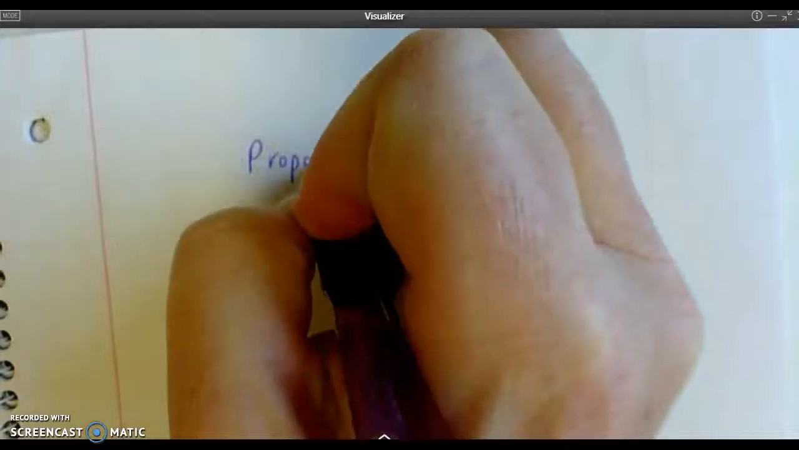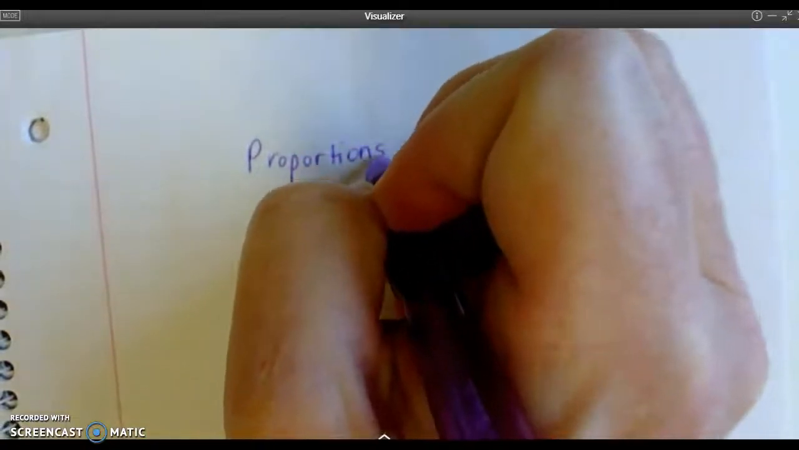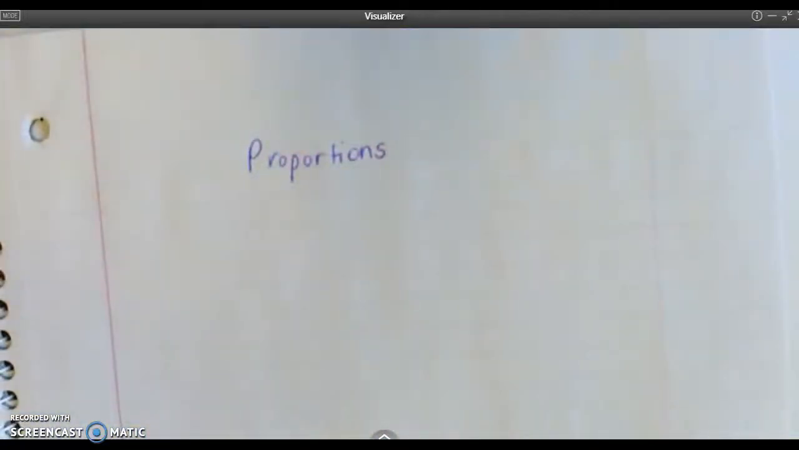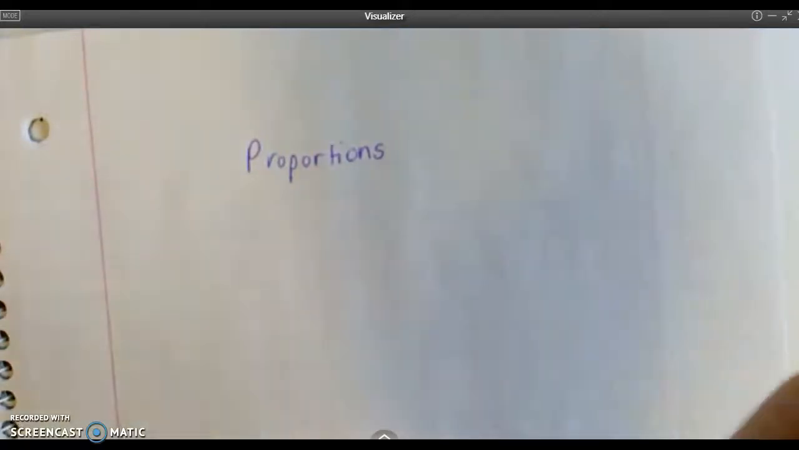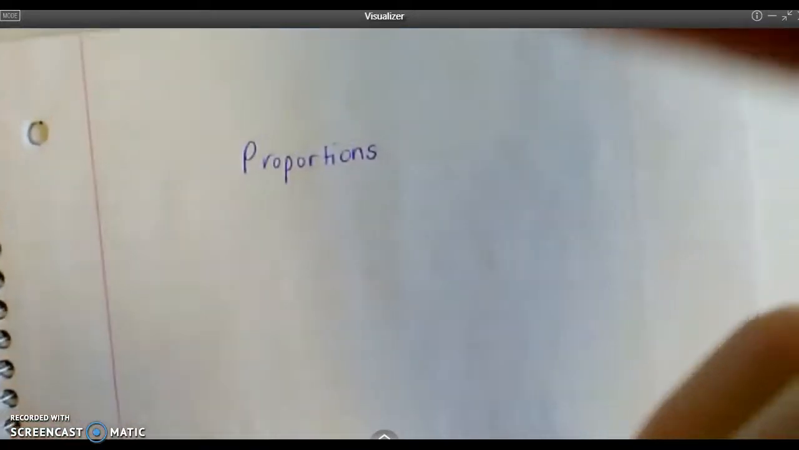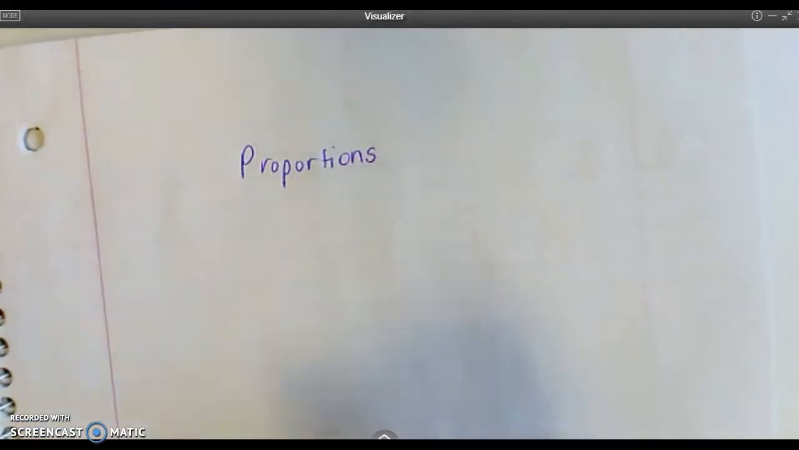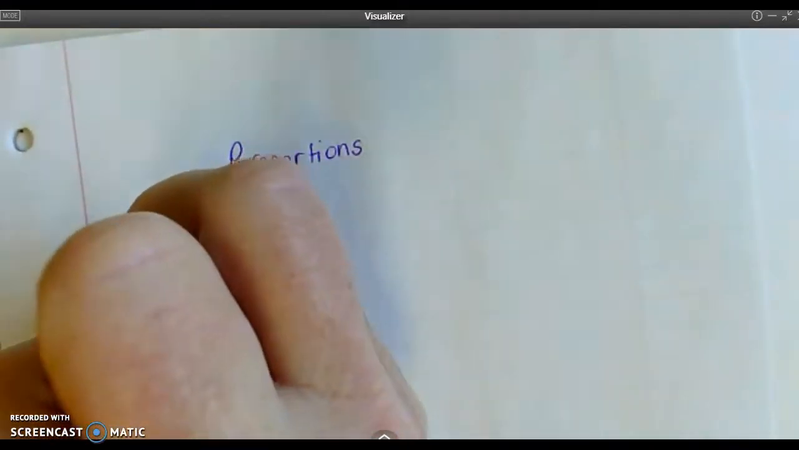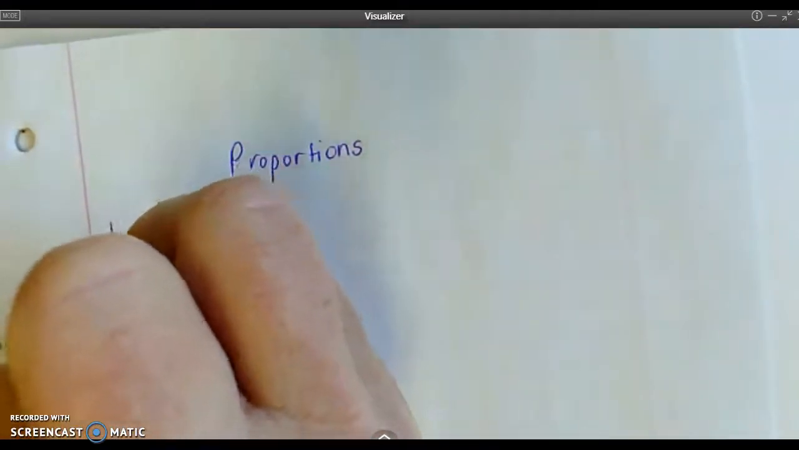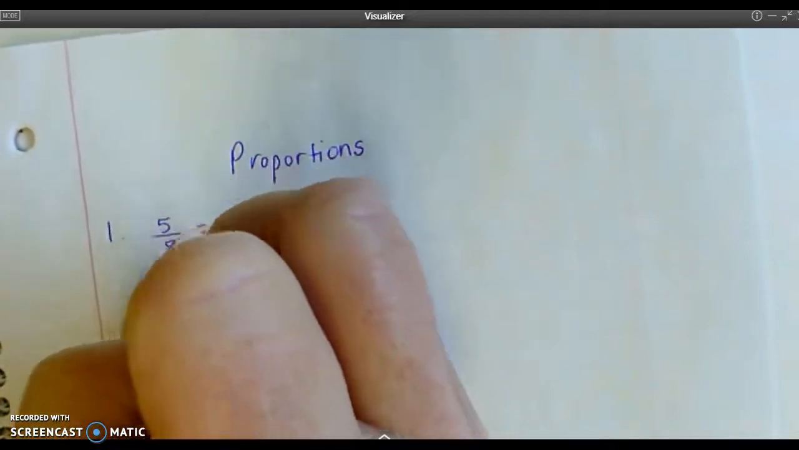We're going to be solving proportions today. And proportions are ways to write ratios and fractions a little bit more clear. So I think you'll recognize it pretty easily, at least the first ones that we do.